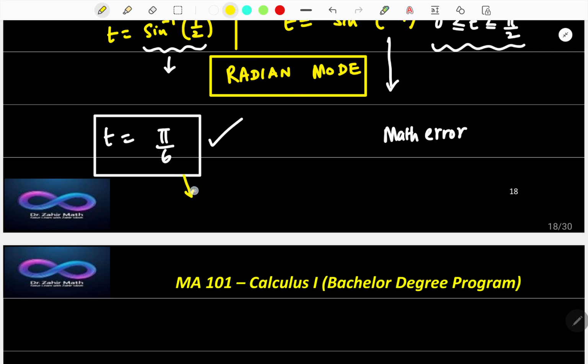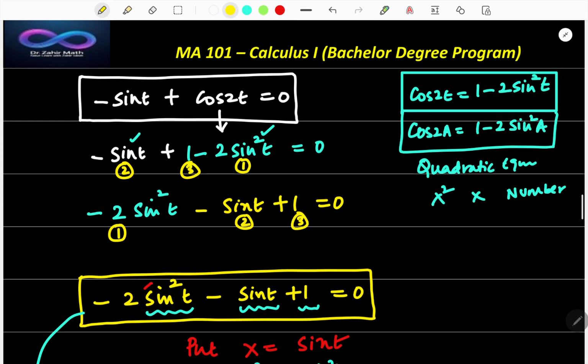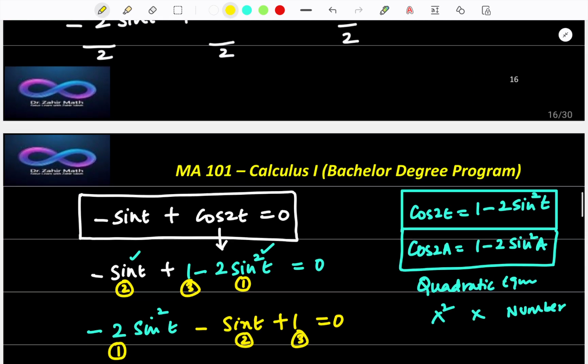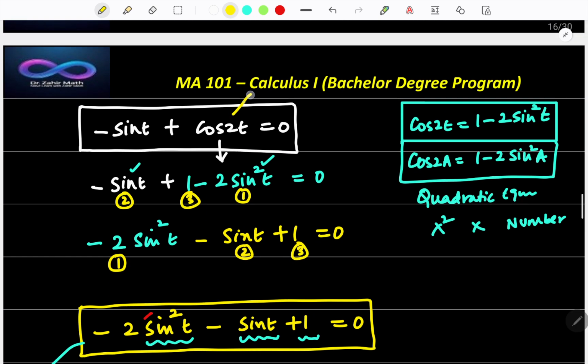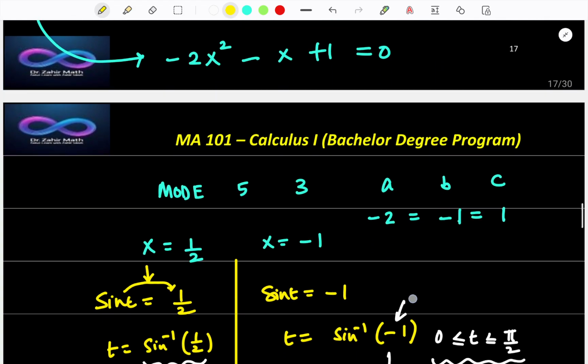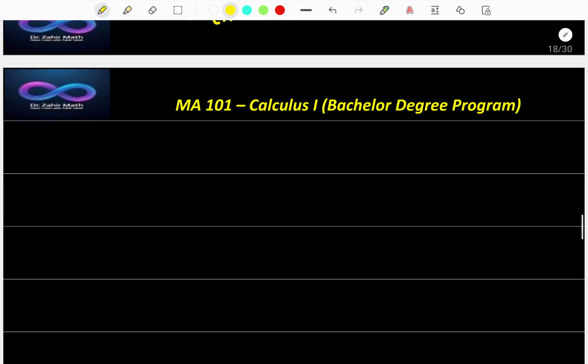What is this called? This is called critical number. See how much we struggle to get a critical number. For all the algebraic and polynomial functions, we got it quickly. For the trigonometric functions, it's so difficult, because of this cos 2t. So we are not able to get it easily. Applying this, then going to the quadratic equation and getting the values, we get t equal to pi by 6. Clear, all of you? Right.